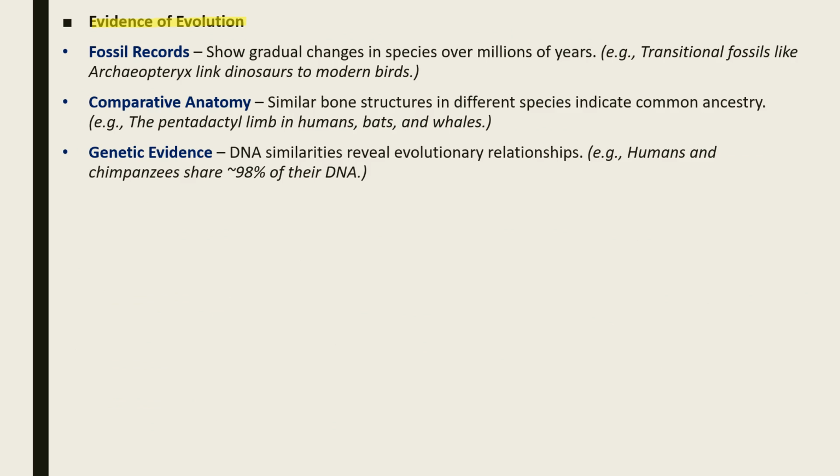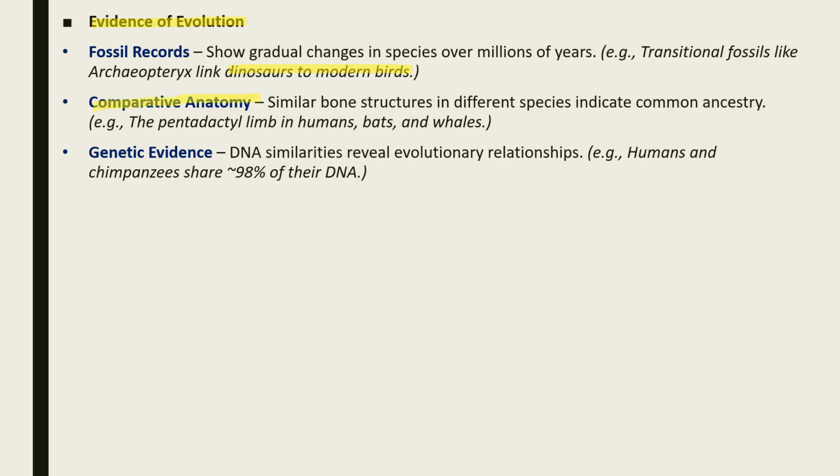Evidence of evolution. Fossil records show gradual changes in species over millions of years. For example, transitional fossils like Archaeopteryx link dinosaurs to modern birds. So there is a belief that these fossils show that dinosaurs were actually the ancestors of modern birds. And comparative anatomy.